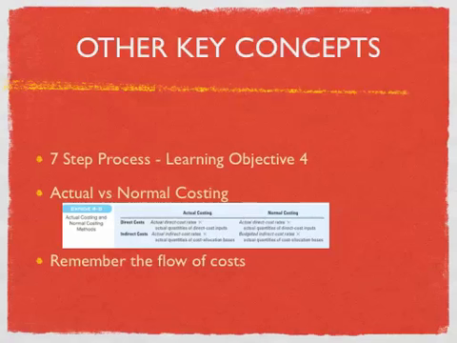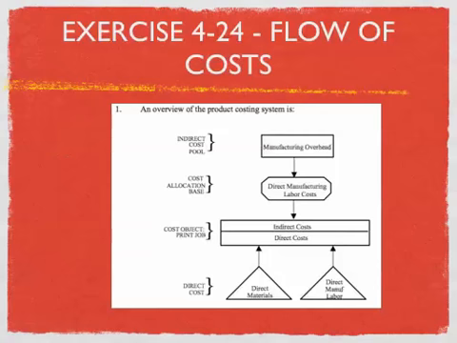So the last area that I want to highlight is the flow of our costs. And I thought we would do this by looking at an example. If we look at exercise 4-24, I think this does a great job highlighting some of those different things that we really want to explore. So with that, if you flip to exercise 4-24, I'll give you a minute to pull it up in your Inkling book so that you can follow along.